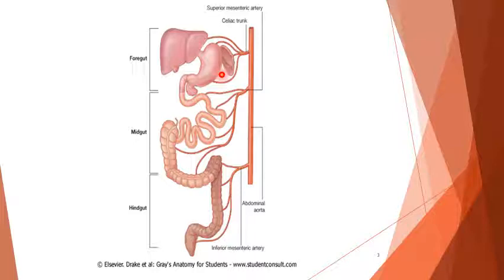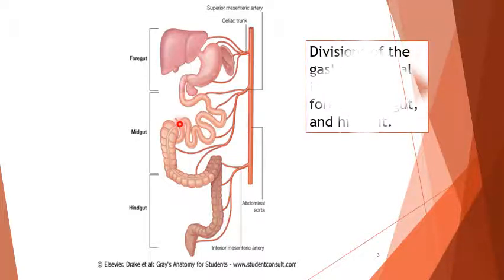Now the midgut extends from the lower part of the duodenum below the opening of the bile duct. This is the lower part of the second part of the duodenum below the opening of the bile duct. Then the jejunum and ileum, which is the small intestine. Then the appendix, cecum, and the ascending colon.